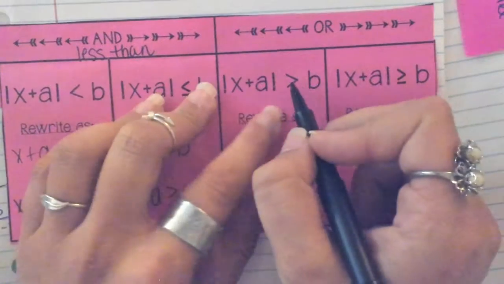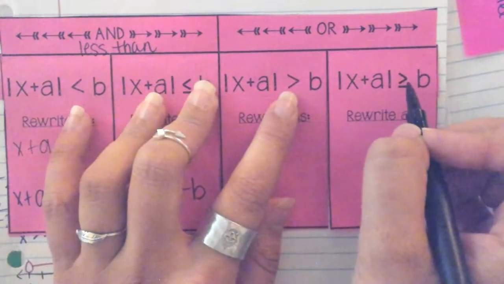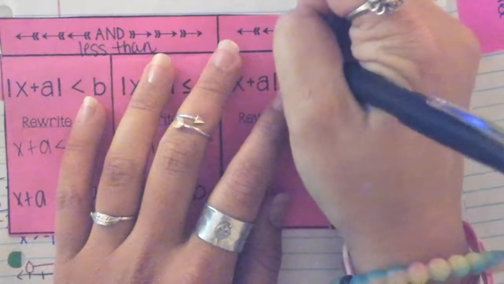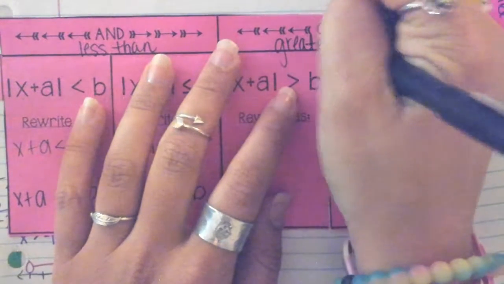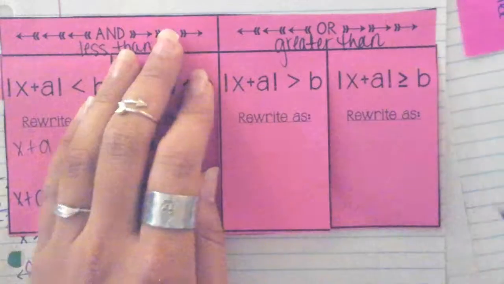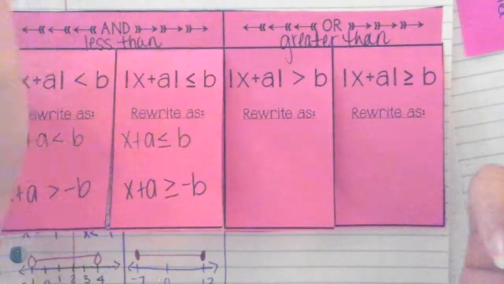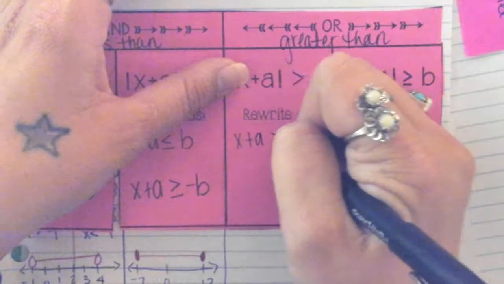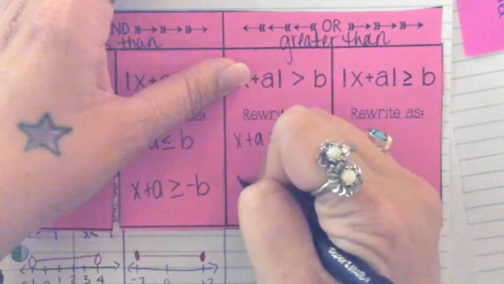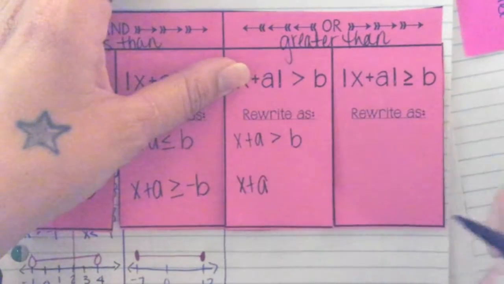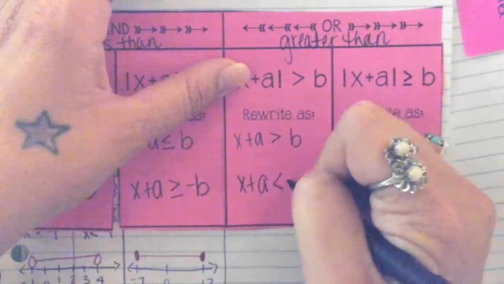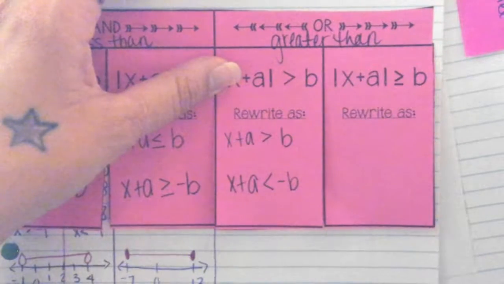Alright, so if it's "or", what two symbols are these? They're greater than. So anytime you have greater than, it's going to be an "or" problem. And we rewrite them the same way as we did the previous one. So x plus a is greater than b, and x plus a is what? Less than negative b.